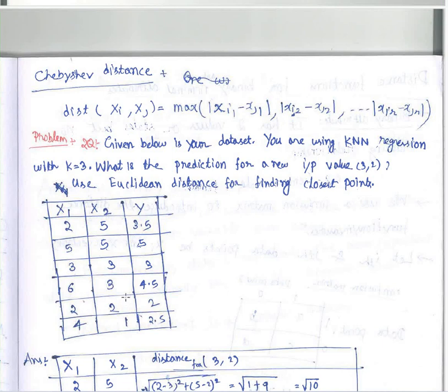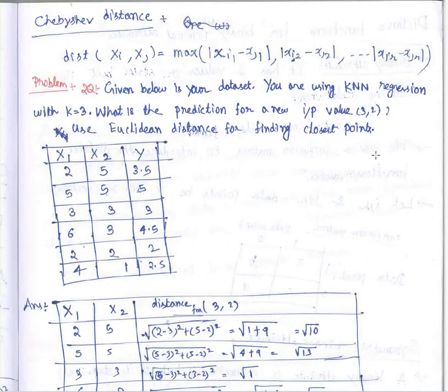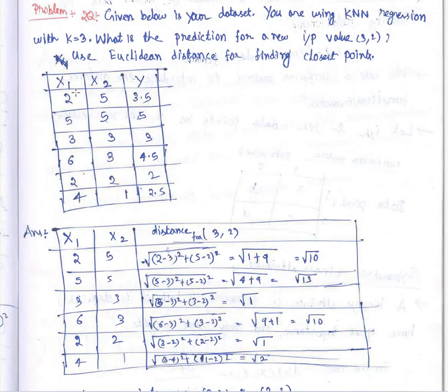Problem: given a data set, you are using KNN regression with k equal to 3. What is the prediction for the new input values 3, 2? Use the Euclidean distance measure. For each pair, for example 2, 5, we find the Euclidean distance: root of (2 minus 3) whole square plus (5 minus 2) whole square, equal to root 10.